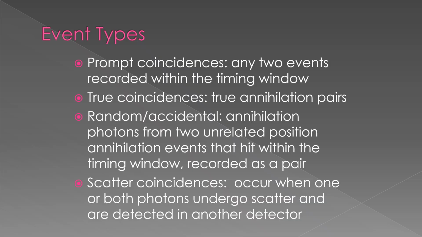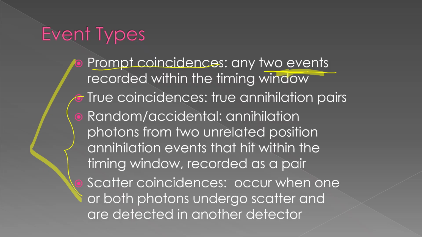So event types, you have prompt coincidences. These are important to know. The prompt coincidences are just any event. When we say event, we're talking about the annihilation photons. So any annihilation photons that happen opposite of each other within a timing window is called a prompt coincidence. From those prompt coincidences, then we need to decide, is it true, random, or scatter?